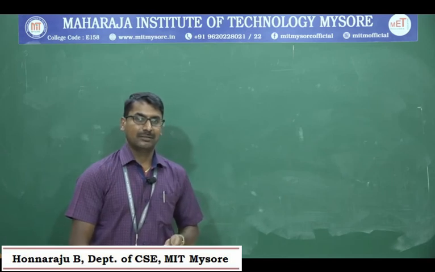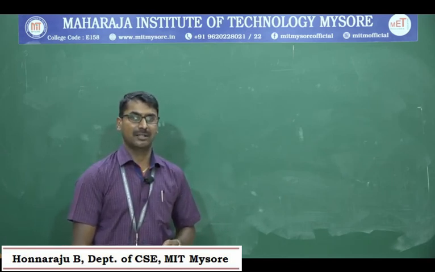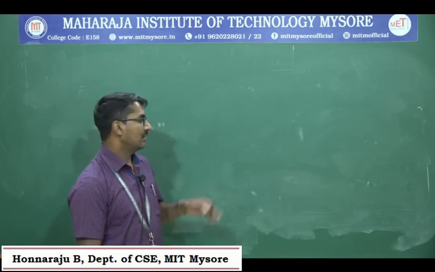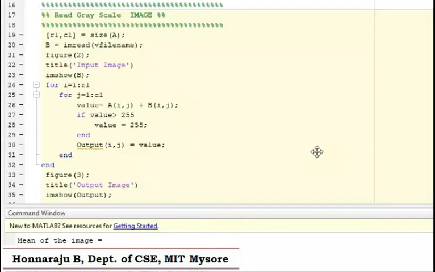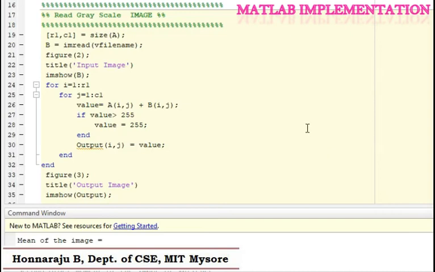I just explained the concept of image enhancement using arithmetic and logical operations. Now I will demonstrate how arithmetic and logical operations can be performed on an image. When we perform addition or subtraction, the value may go beyond 0 and 255. When you perform subtraction, the resultant value may be less than 0. When it is less than 0, we need to round it off to 0. In addition, the value may be above 255.